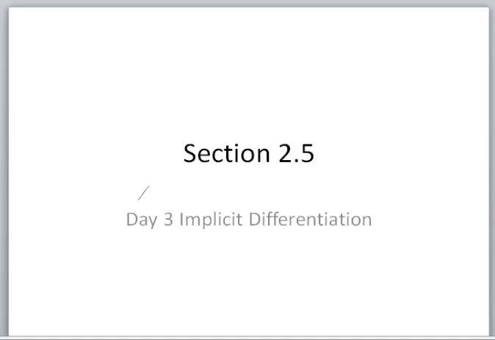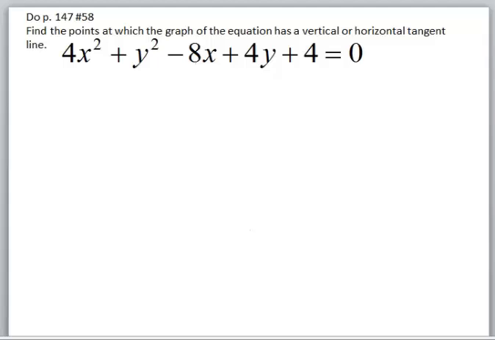Today we're going to look at some different problems that require implicit differentiation, but we're actually going to take it a bit further. In this first example, it's asking me to find all horizontal and vertical tangent lines to this curve. In order to find tangent lines to the curve, we know we need to find the derivative. So this is a long problem.